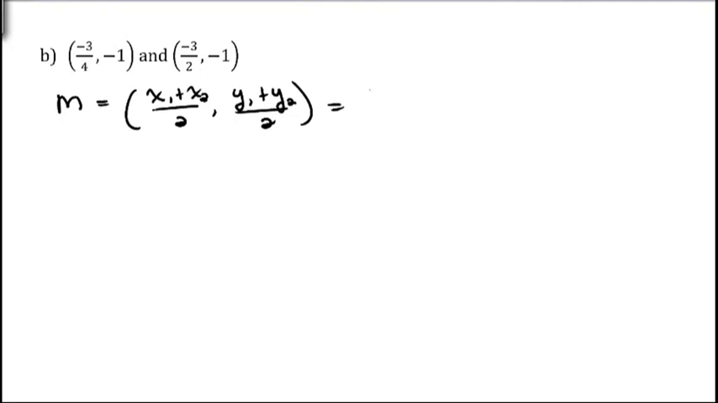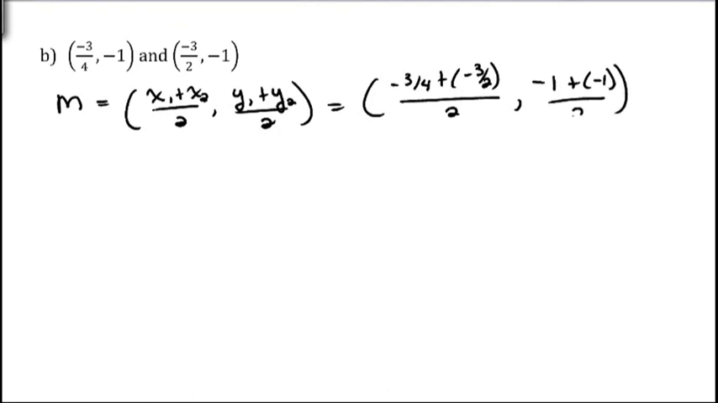This next example, negative 3/4, negative 1, and negative 3/2, negative 1. So first we'll find the midpoint. So that was x1 plus x2 divided by 2, and y1 plus y2 divided by 2. So we have negative 3/4 plus a negative 3/2, and then you have to divide that by 2, and then negative 1 plus negative 1, and then divide that by 2.